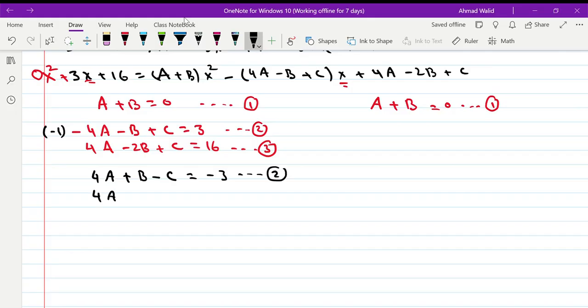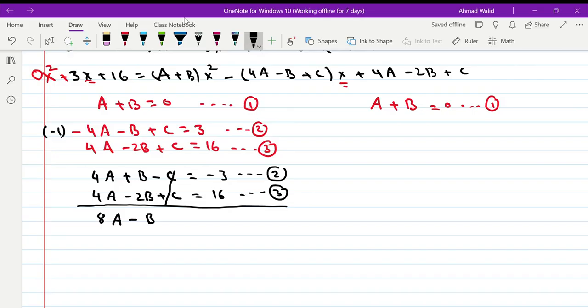4a minus 2b plus c equals 16, and add vertically, right? 4a gives you 8a. b minus 2b gives you -b. Positive c and negative c cancel out, equals -3, and 16 gives you 13. If you name this one equation number 4, now pair number 1 and number 4.